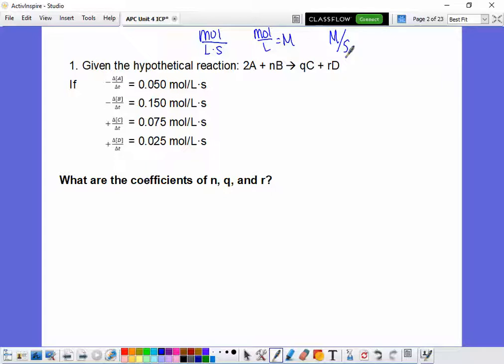If you cannot figure out how to manipulate units through stuff like this, you will lose points on your test, okay? And I'll show you some shortcuts, and I'll show you what I mean by where we're going to be looking at these units, okay?